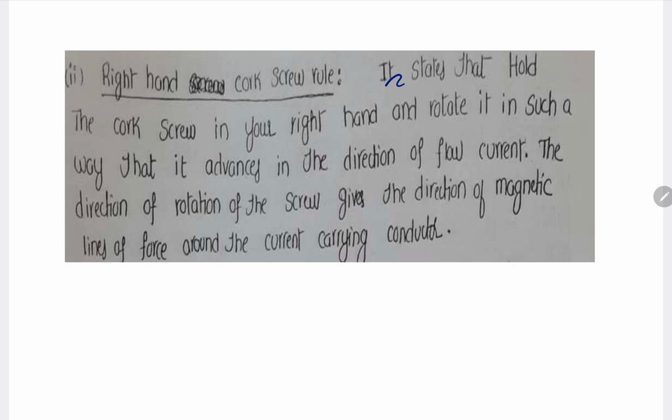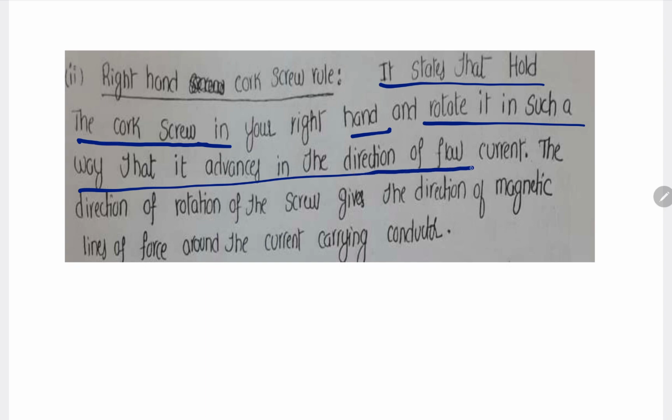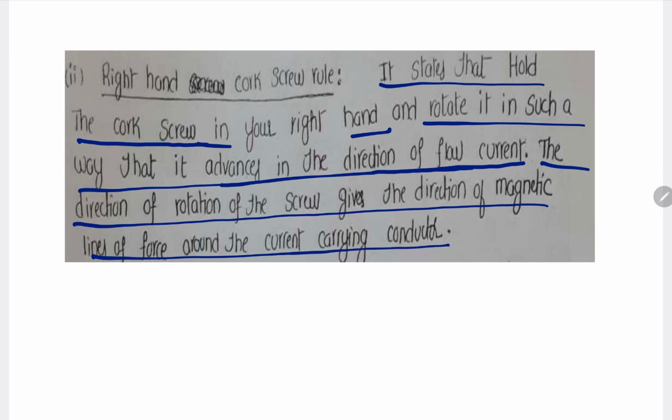It is also like the right hand thumb rule. It states that hold the cork screw in your right hand and rotate it in such a manner that it advances in the direction of the flow of current. You rotate the screw in such a manner that it is rotating in the current direction. Then the direction of the rotation of the screw will give us the direction of the magnetic lines of force.